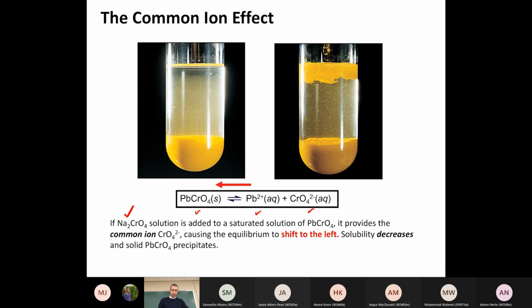So by adding solid sodium chromate, you're increasing the concentration of one of the products. That's going to cause this, due to Le Chatelier's principle, to shift to the left and produce more of your solid. So you can add this solution of concentrated sodium chromate and precipitate out more solid. You can see where it's being added up here. You're getting all this extra solid forming at the top, which will eventually sink down. So this is just adding an ion through a separate compound that is common to that same equilibrium situation.